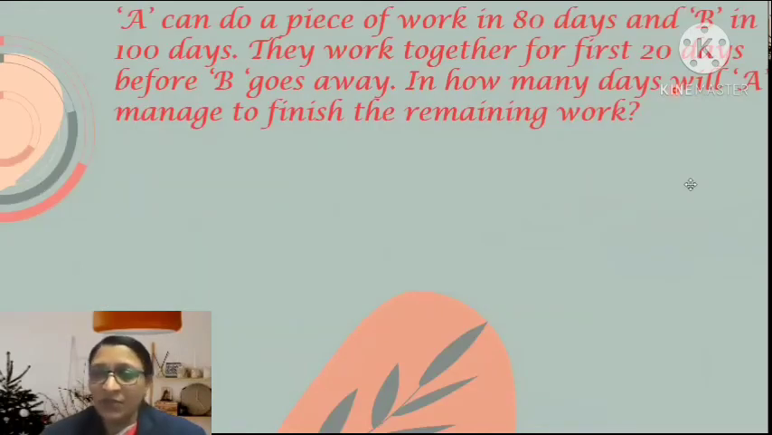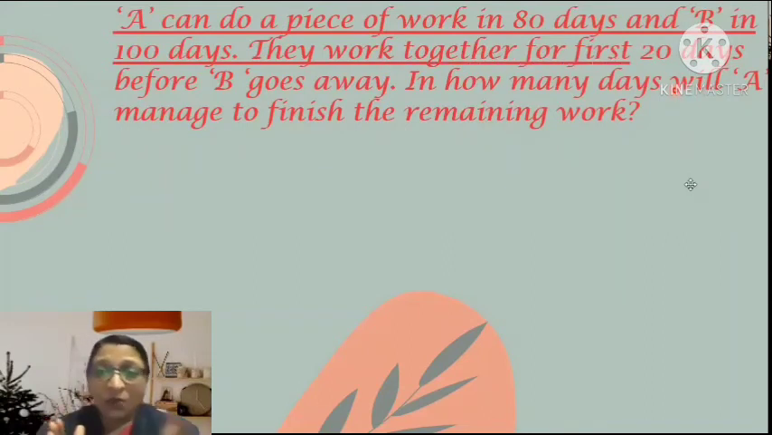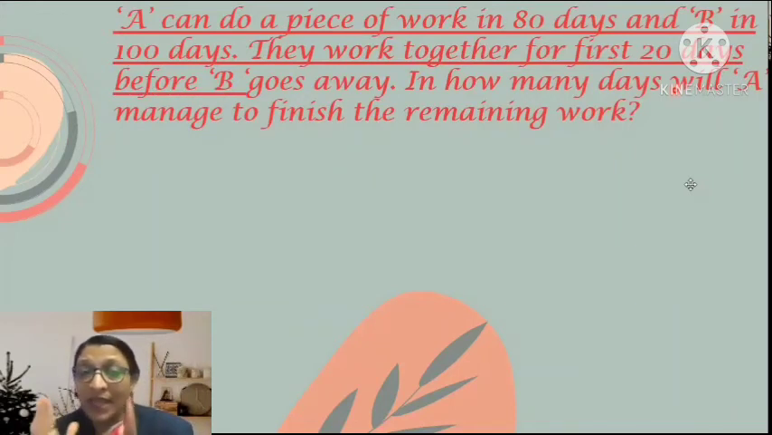This is the question given in your textbook from the solved example we are discussing. A can do a piece of work in 80 days and B in 100 days, the same work. They work together for the first 20 days before B goes away. In how many days will A manage to finish the remaining work?